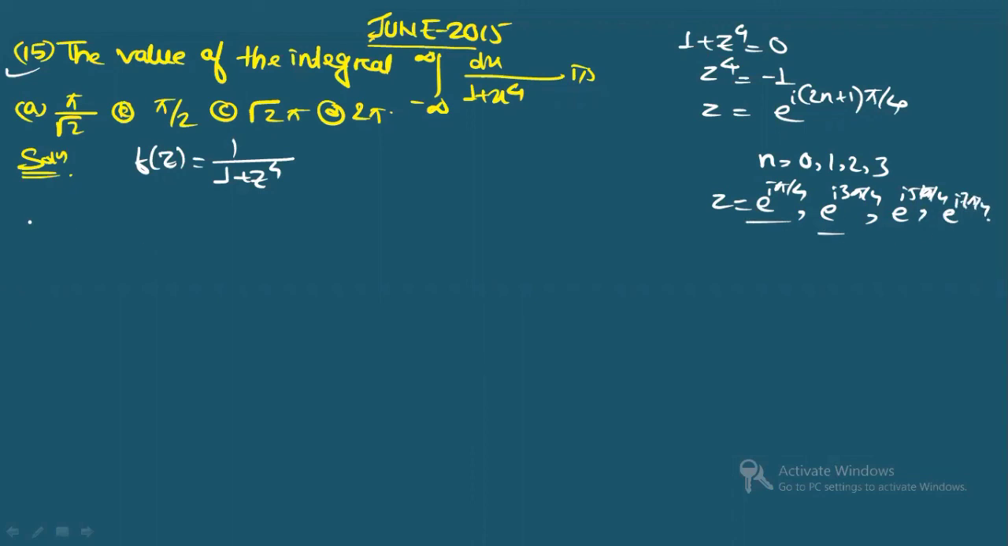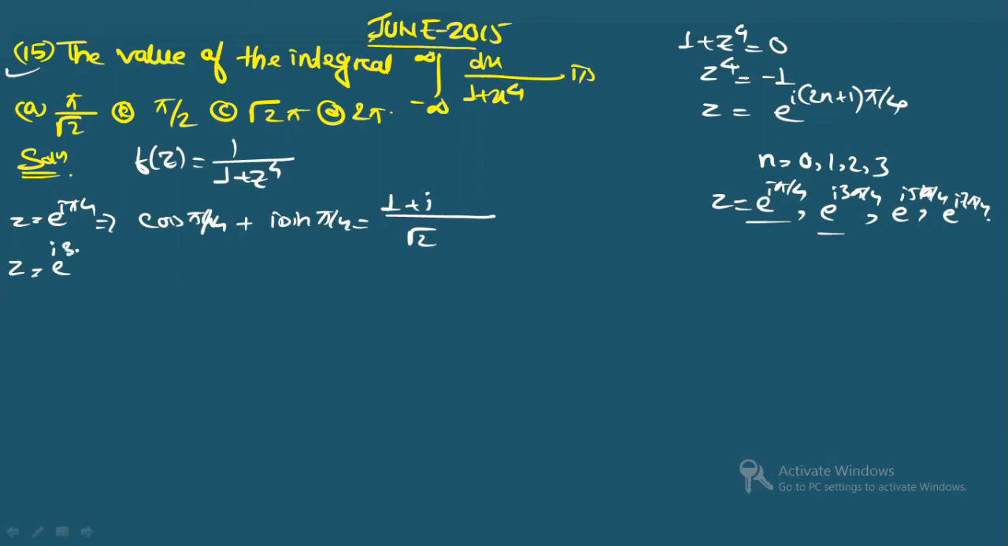So z equals e to the power i pi by 4. You can write it as cos pi by 4 plus i sine pi by 4. You know the value of cos pi by 4 is 1 by root 2. So root 2 I am keeping here, this is 1 plus i. Similarly, z is equal to e to the power i 3 pi by 4, so cos 3 pi by 4 plus i sine 3 pi by 4.